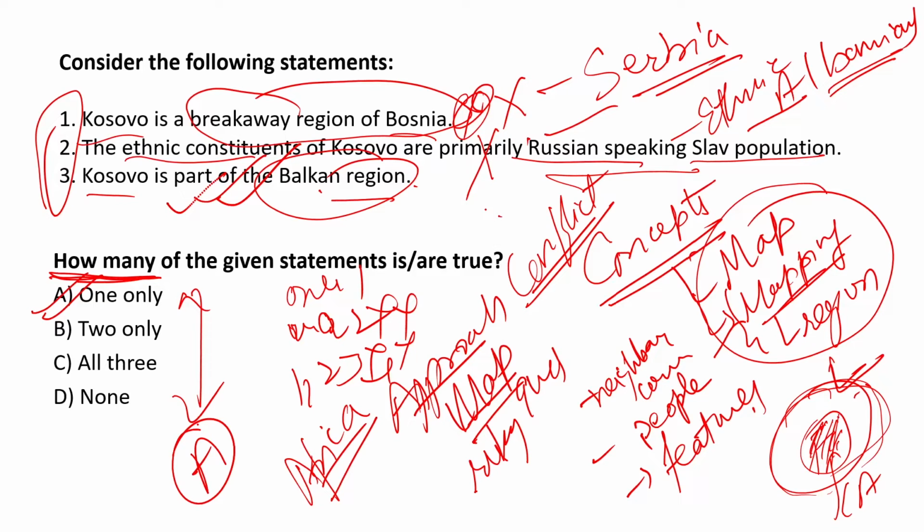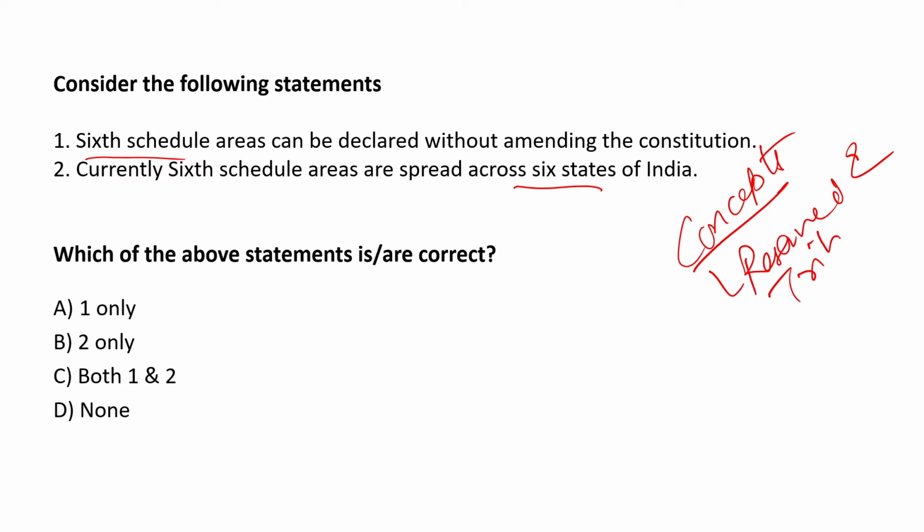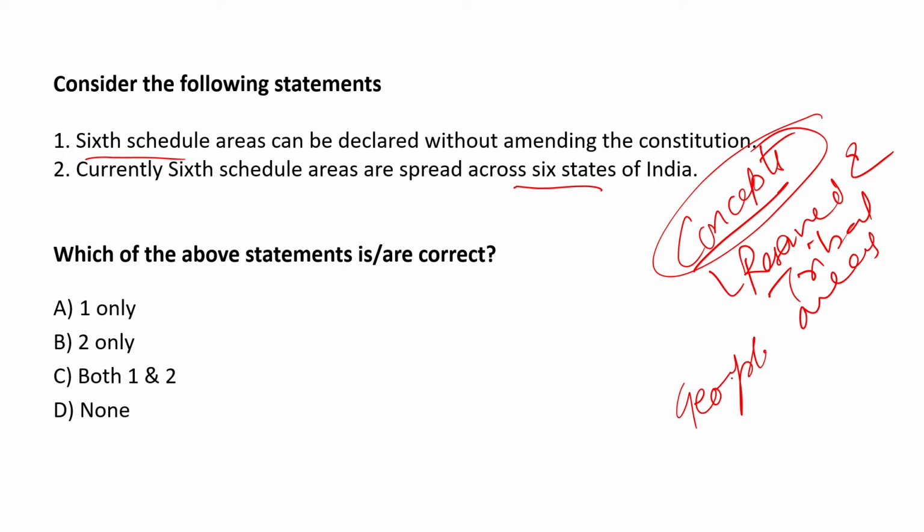Moving on to the next question. 2 statements, both 1 and 2 kind of a format. Let us read the question first. Consider the following statements. 6 scheduled areas can be declared without amending the constitution. Currently, 6 scheduled areas are spread across 6 states of India. So if you look at the concepts, reserved and the tribal areas, that's the concept, and then the geography playing the role in terms of how many states.